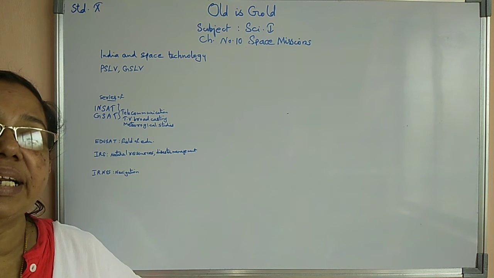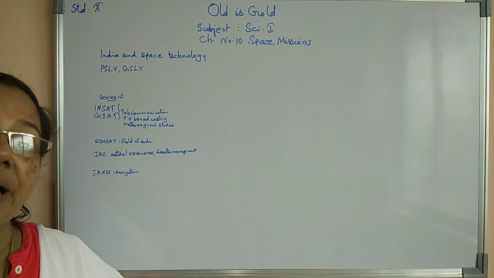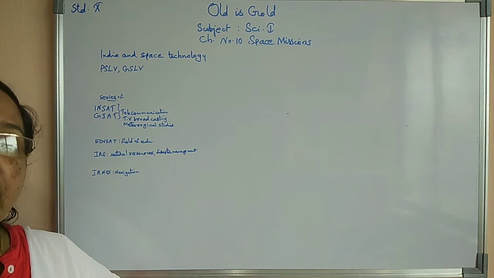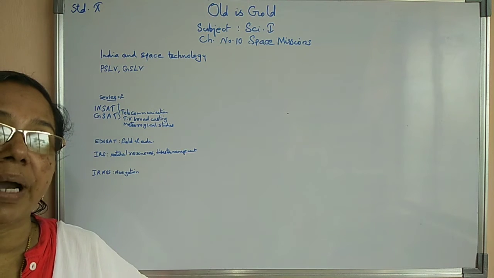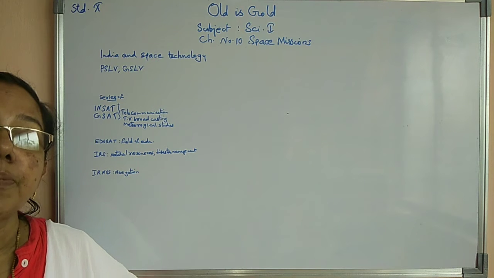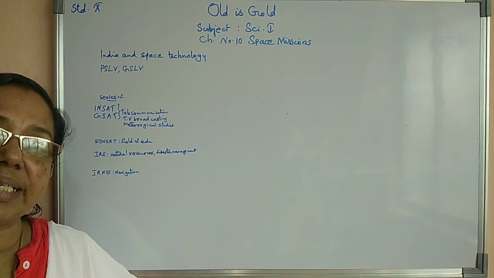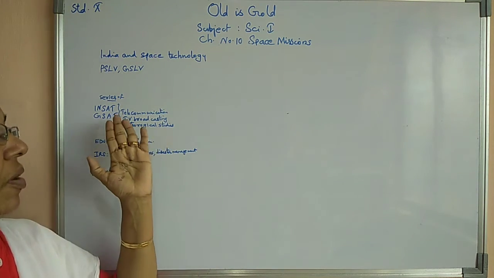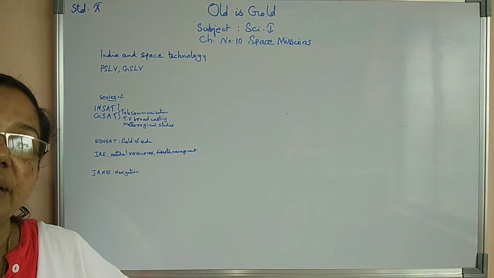That is INSAT as well as GSAT. These satellites are helping for collecting information as well as giving help for telecommunication work. Telecommunication means telephone, mobile, all its functions it is helping. Then another thing, TV broadcasting: all the programs coming on the TV come because of the help of INSAT as well as GSAT satellites.